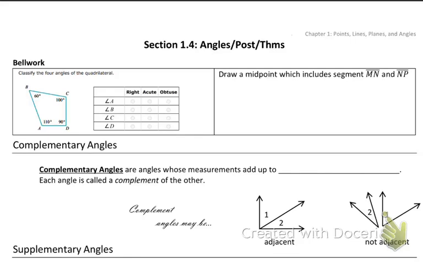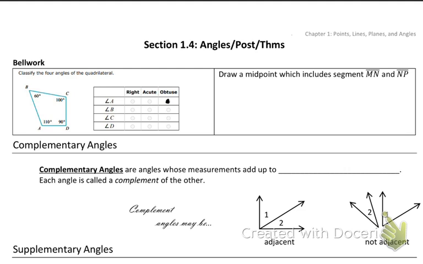This particular bell work. So angle A must be this one. It's 110. 110, is that right, acute, or obtuse? It's obtuse. It's obtuse because it's bigger than 90 degrees.